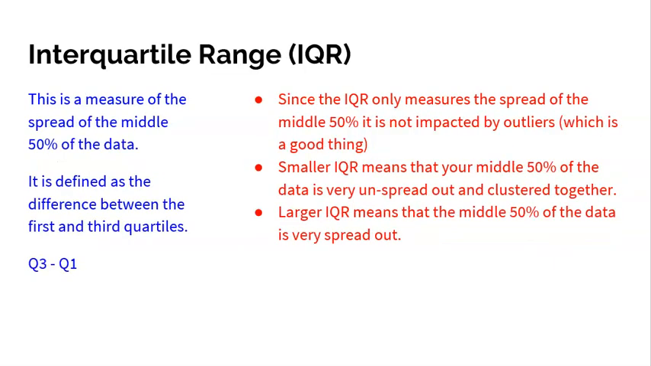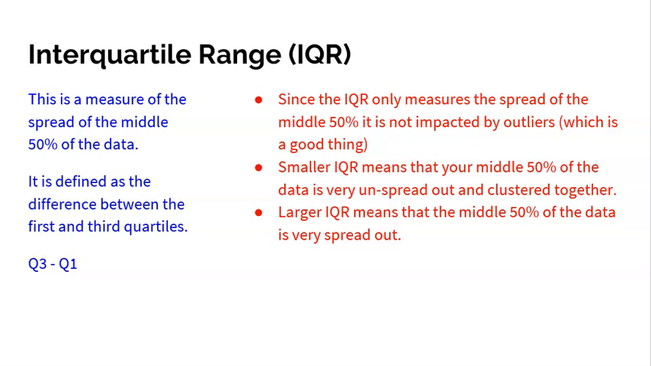A much better value to use is known as the interquartile range, which we abbreviate IQR, interquartile range. This is the spread of the middle 50% of your data. It is defined as the difference between the third and first quartiles. So Q3 minus Q1. I kind of already mentioned this in that previous example where I showed you the data, right? And I just said, hey, it's the middle 50%. So between Q3 and Q1 is the middle 50% of your data.